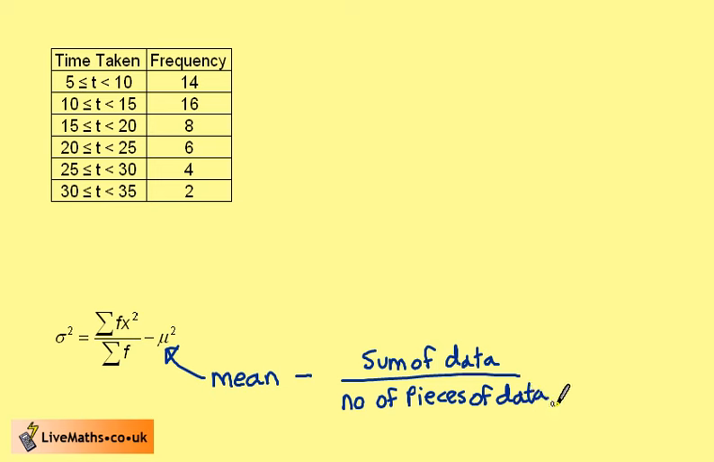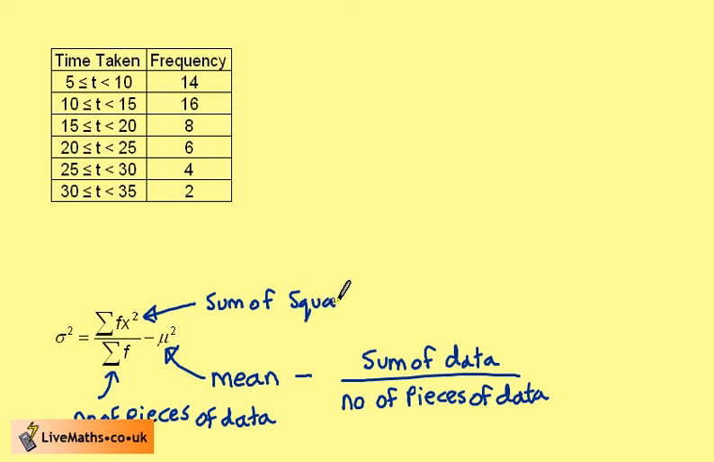Mu squared, remember, means the square of the mean. So we're going to need to calculate the mean and then square it. Sigma f means add the frequencies. If we add the frequencies, we find the number of pieces of data. And the sigma fx squared means the sum of the square of each piece of data.